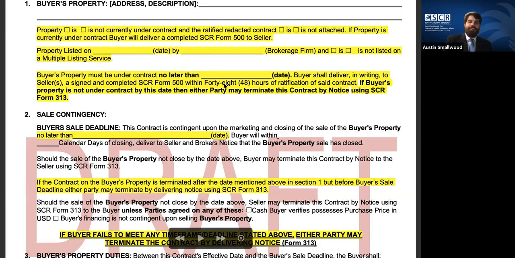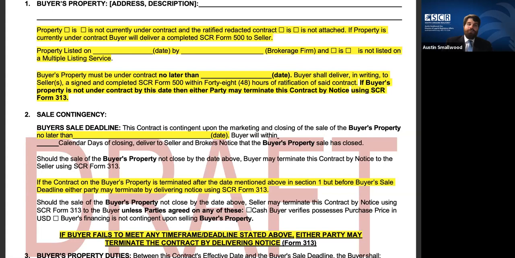This next portion is a completely new addition to the form. This was not previously in our 504 contingency. This states that the buyer's property must be under contract by a hard date. So whatever date that is, the buyer's property must be under contract. The buyer has to deliver to the seller a copy of a signed and completed SCR Form 500 within 48 hours of the ratification of the contract. If the buyer's property is not under contract by this date, then either party may terminate this contract by notice using SCR Form 313.